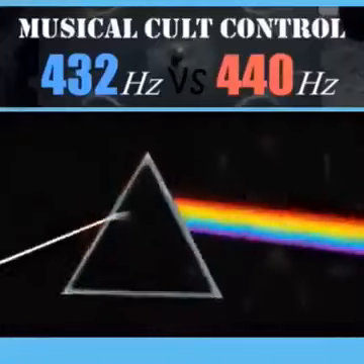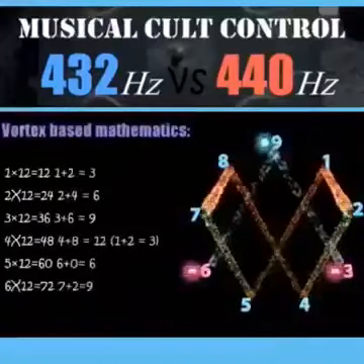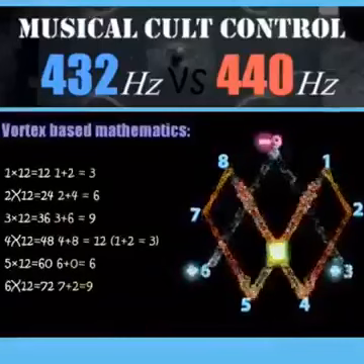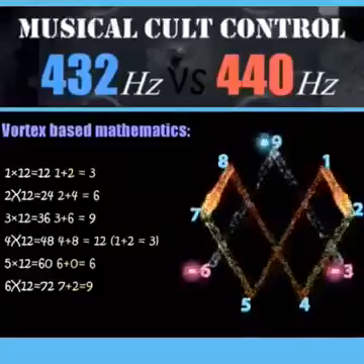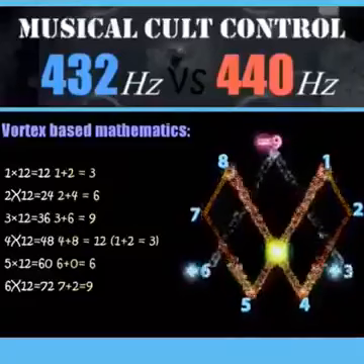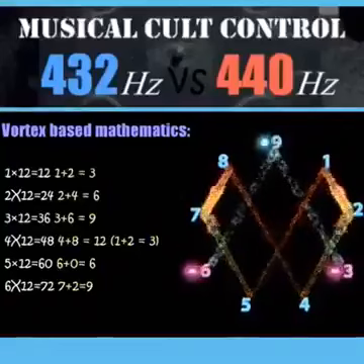Now check this out using vortex-based mathematics. 1 times 12 equals 12. 1 plus 2 equals 3. 2 times 12 equals 24. 2 plus 4 equals 6. 3 times 12 equals 36. 3 plus 6 equals 9.